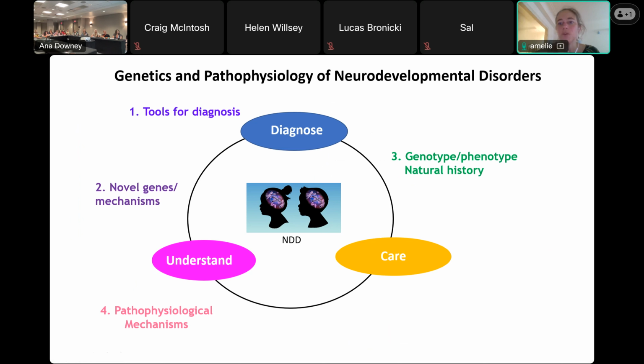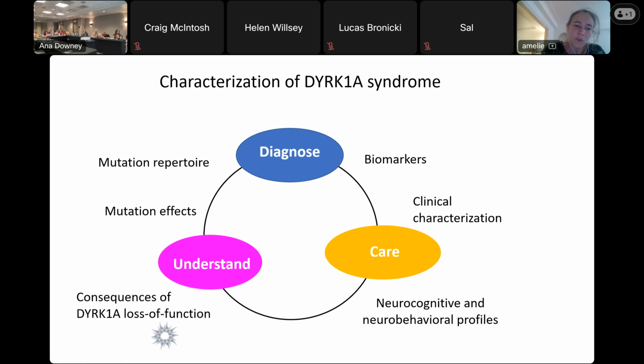Try also to understand the pathophysiological mechanisms to see if we could develop at one point some therapeutic approach. So for DYRK1A, the idea is to establish a list of the mutation repertoire, to try to work a bit on the mutation effect. But we are also trying to understand the consequences of DYRK1A loss of function using cellular models. I will present you that a bit. And we try to identify also some biomarkers to improve the clinical characterization.